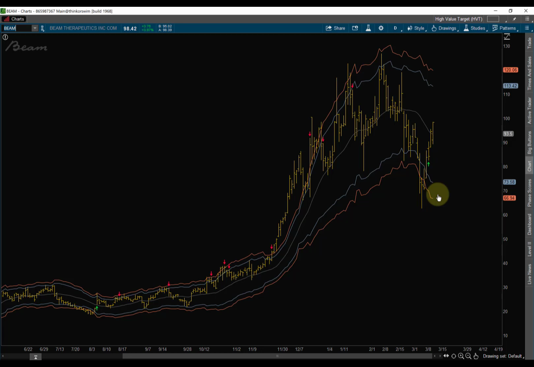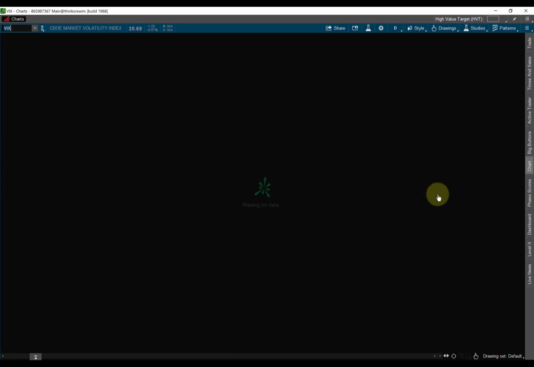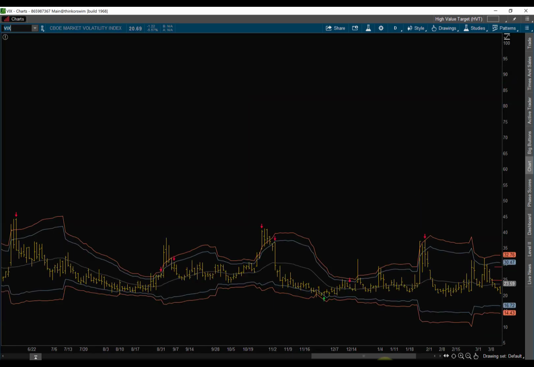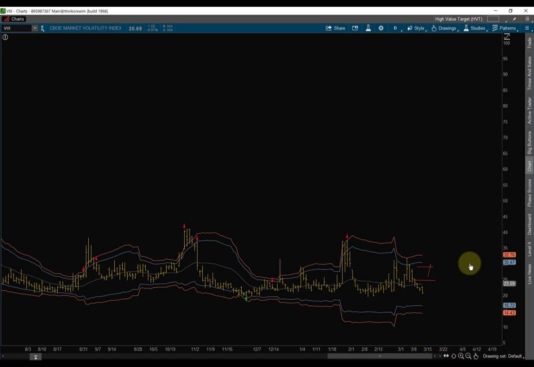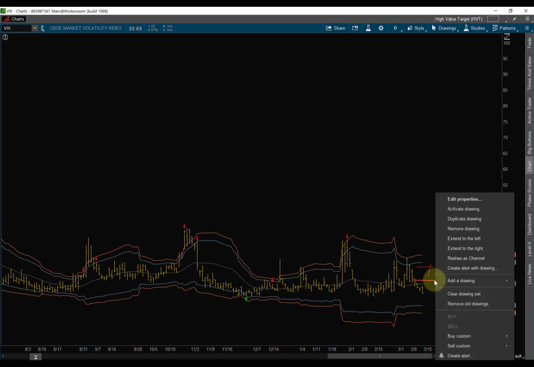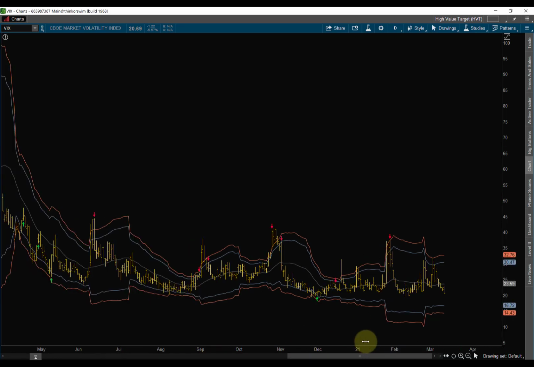We use the Wiretapper to find names that we believe have a high probability of taking out their implied volatility, and then we use the HVT tool to help give us strong entry points. Here's the HVT tool on the VIX. Really nice on the VIX as well. You can see, because it's got discipline, right? It stays on the edges. It's super disciplined, stays on the edges, and then once in a while, you'll get those really strong signals that have a high probability of success.